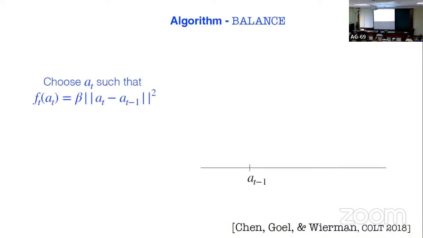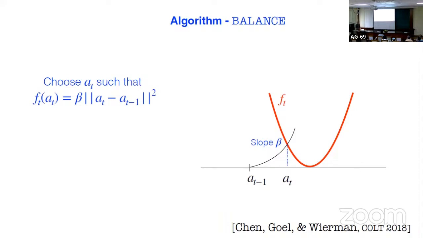This is where the first guarantee came out, and the algorithm was slightly different from greedy. What it did is much easier to see pictorially. You're at AT minus 1 and you are shown FT. You take a quadratic curve of slope beta, so beta times x minus AT minus 1, whole squared, and look at the point where it cuts the function FT. That point will be chosen as the next point.